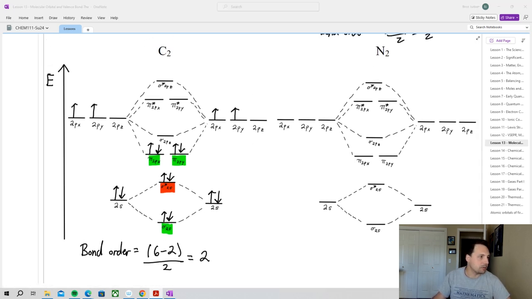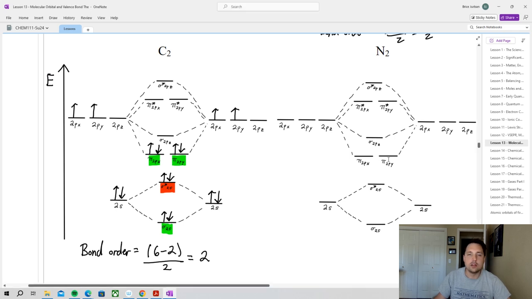I want to check my textbook, make sure that's right. Should be. Yep, that's correct. And it has a bond length of 124 picometers and a bond energy of 1.01 attojoules. Okay, cool.